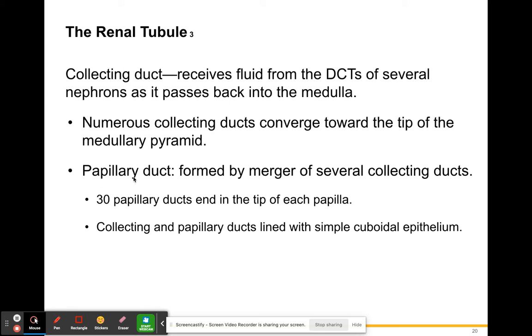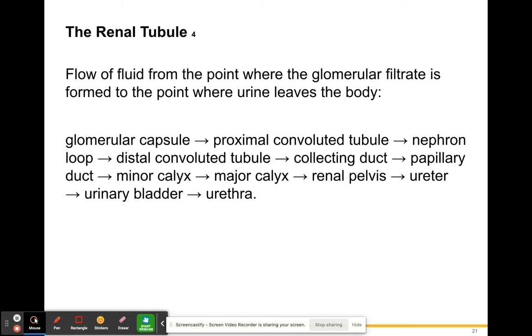Okay, numerous collecting ducts converge towards the tip of the medullary pyramid, which is going to result in what we call the papillary duct. And we have 30 papillary ducts ending in the tip of each papilla, which is then going to allow whatever is collected to pass eventually into our bladder.